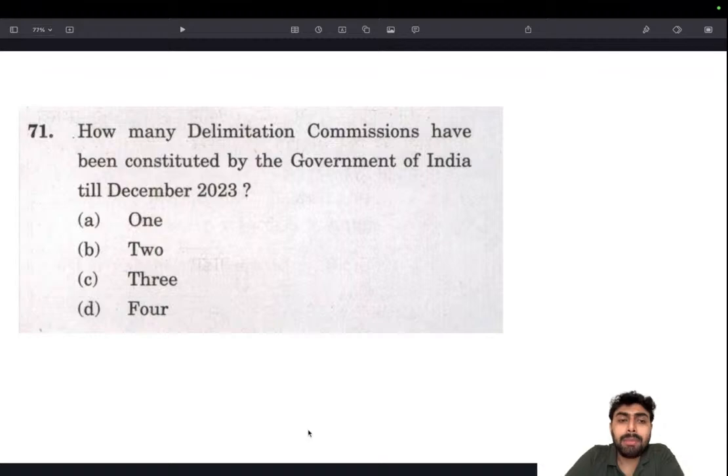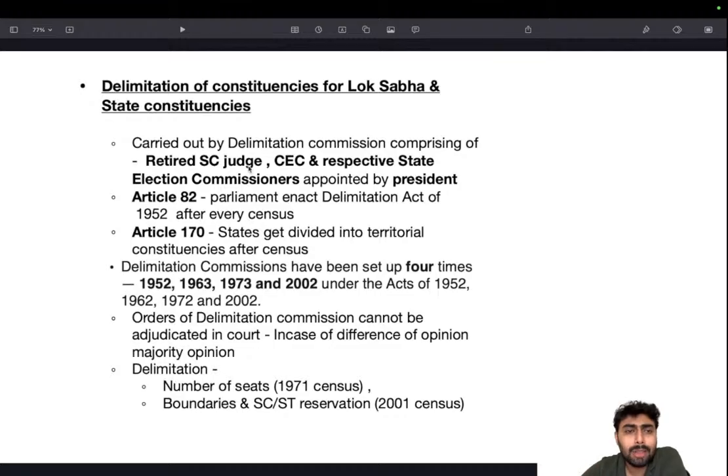Then, how many delimitation commissions have been constituted by the government of India till December 2023? Delimitation has been in the news for a long time because the census has been delayed. The 2021 census has been delayed, and subsequent delimitation has been delayed. So it has been in question. It's very factual. We all know that it's 4 only. So that's the right answer. It's in 1952, 1962, 1972 and 2002. I'll get into the details of that.